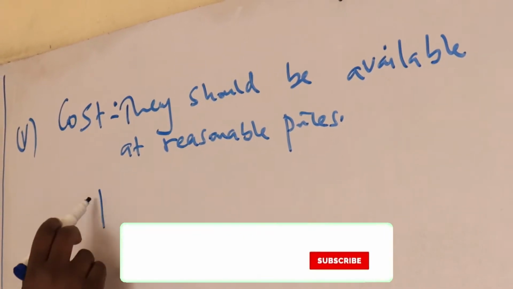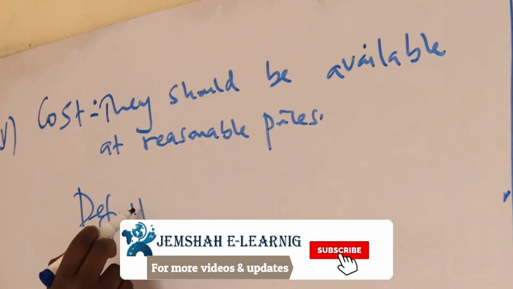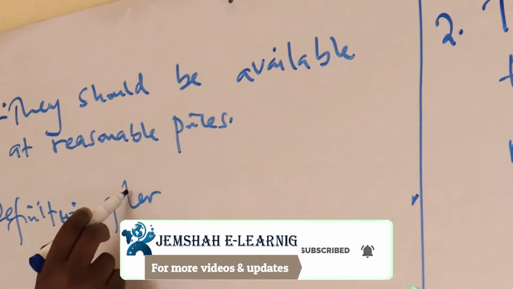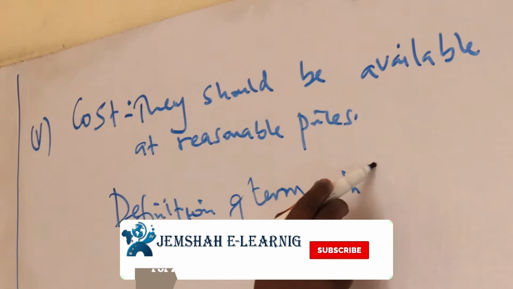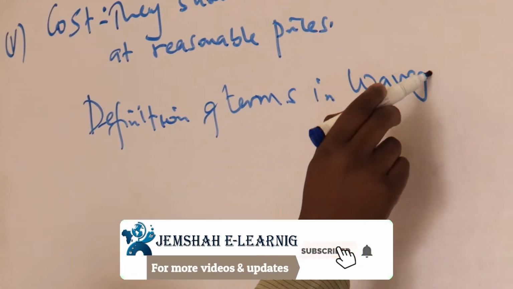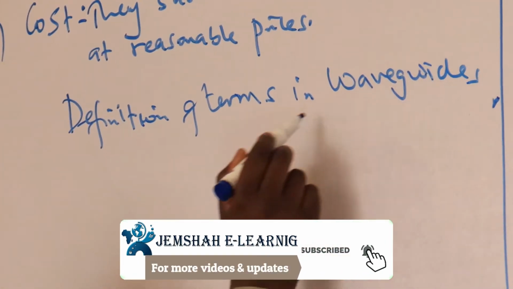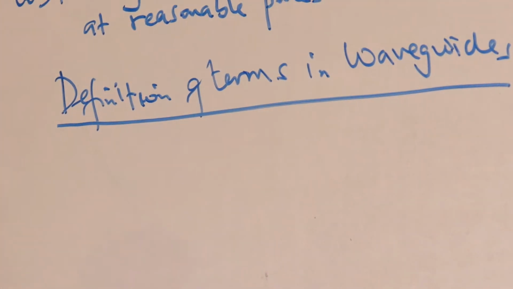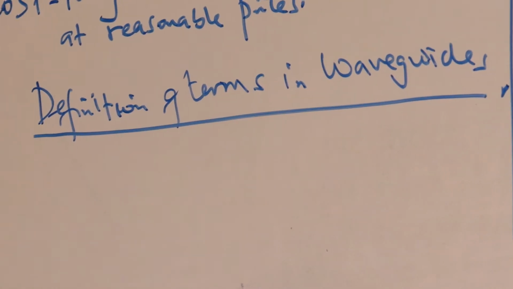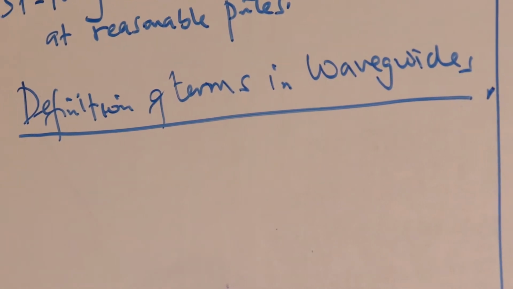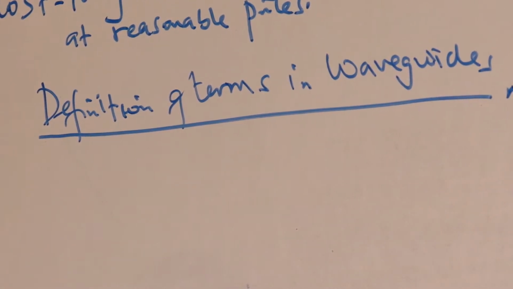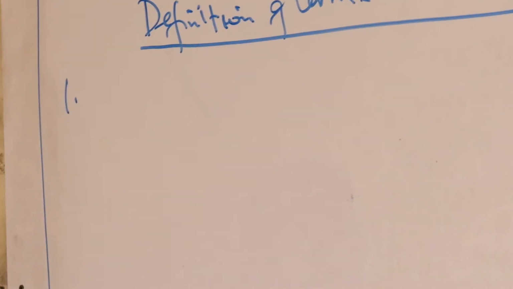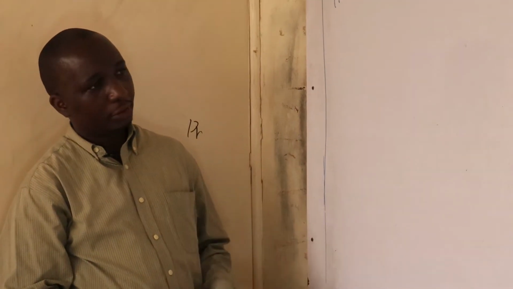So we are going to look at the definition of terms in waveguides. When looking at definition of terms, we are looking at various terms that we shall be meeting in frequent interaction with this topic, and particularly what they refer to when they are described under this topic.